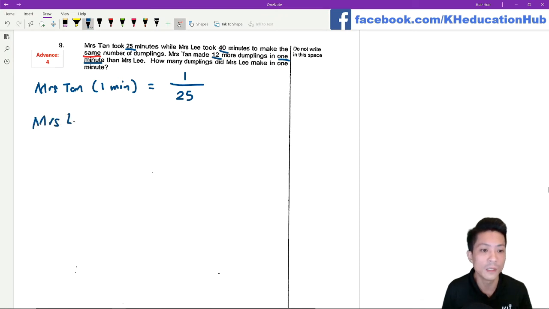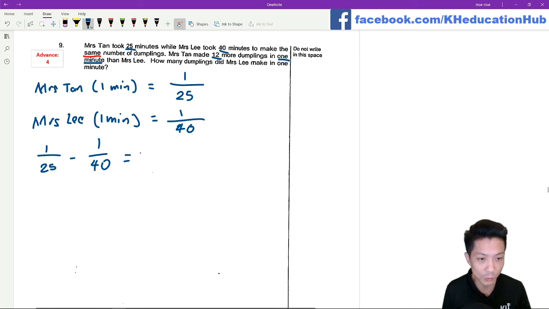For Mrs. Lee, in 1 minute, she can make 1 out of 40. Okay, since Mrs. Tan made more, which means that 1 out of 25 minus 1 out of 40 is equal to 3 out of 200. 3 out of 200 is equal to 12 dumplings.